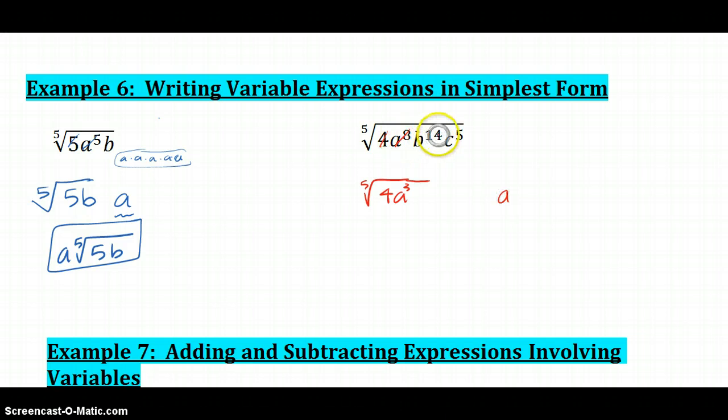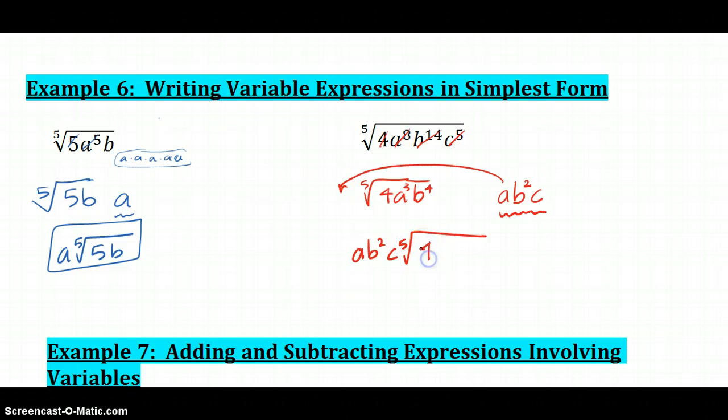Okay, then go to the b's. How many groups of 5 are in 14? Well, there's 2. And then you have a leftover of 4 that can't simplify, so that's going under the root. And then the c to the 5th, how many groups of 5? Well, there's 1. So that c goes out here, and there's none left over. So then your answer, take the stuff that's simplified, write it out front. So I'll have a b squared c times the 5th root of 4a to the 3rd b to the 4th. So it's simple if you take it in pieces.